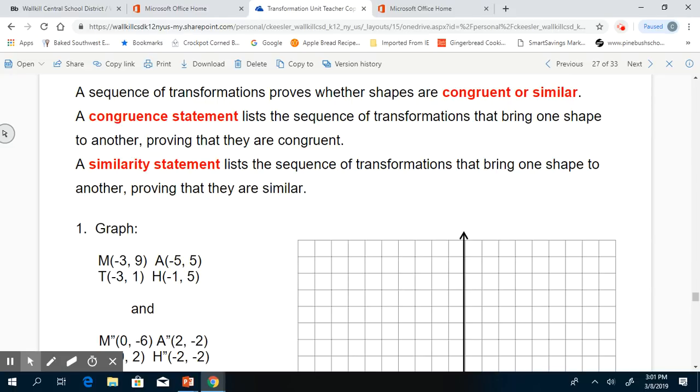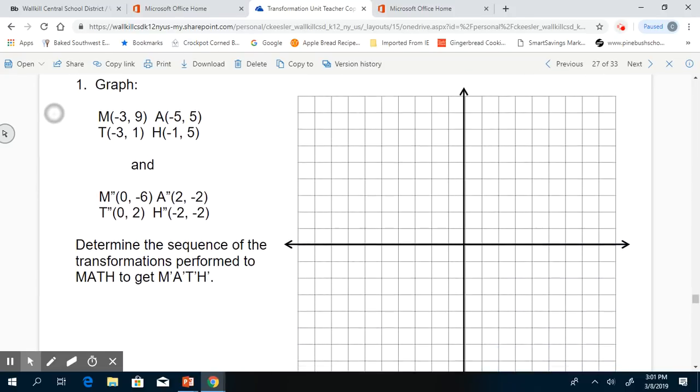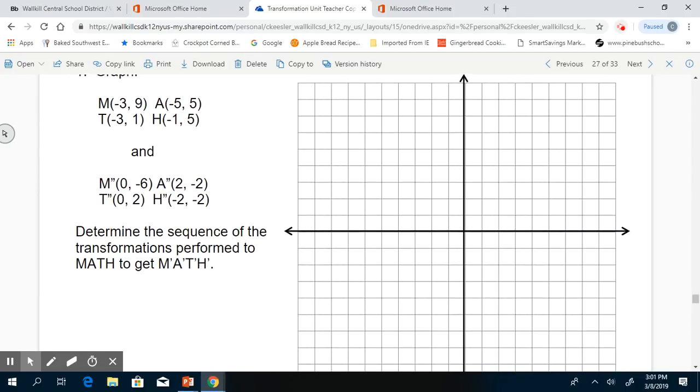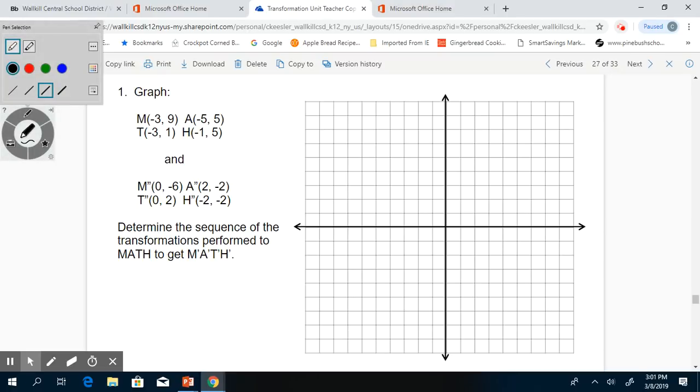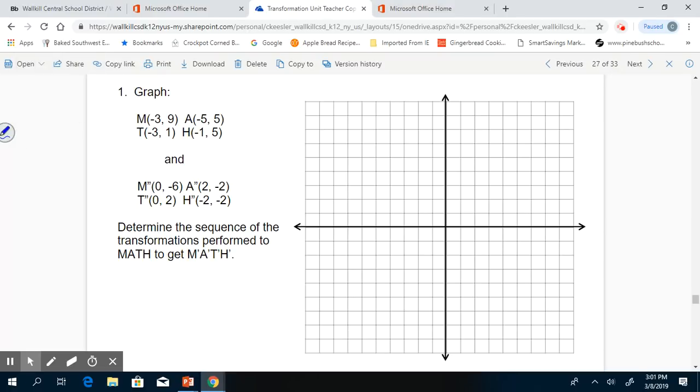So let's take a look at number 1, do it together. So here we're going to start by graphing MATH. So we have -3, 9. So we're going to go left 3 and up 9, which is all the way at the top, and make sure you label it M.